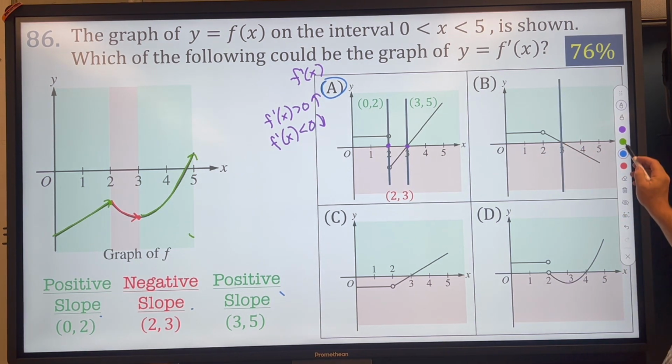This one right here, it switches over right at this point. So from 0 to 3, it has a positive slope. And from 3 to 5, it ends up having a negative slope. No good.